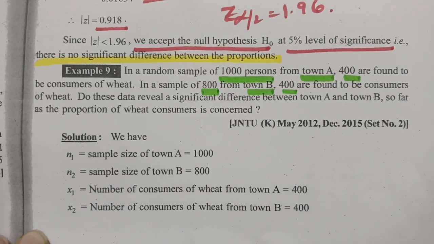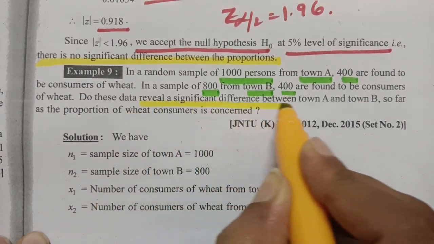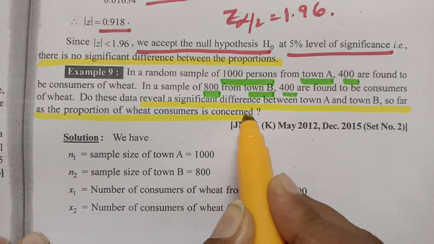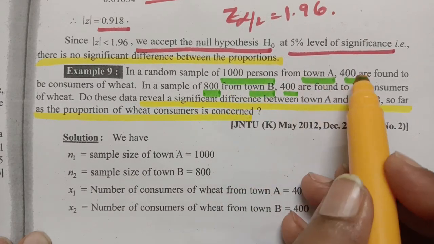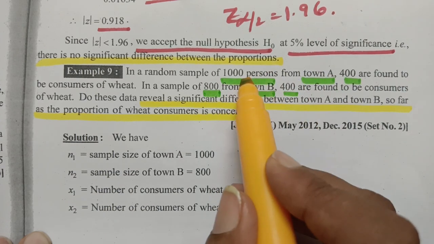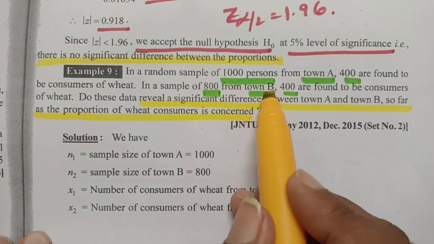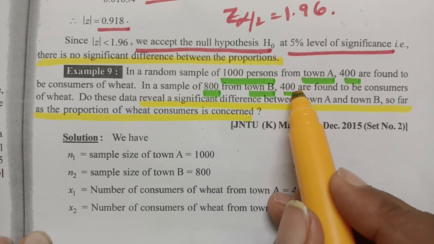Next one, so what is it? It is asked, do these data reveal a significant difference between town A and town B so far as the proportion of wheat consumers is concerned? So here, this is the data given. These are all the numerals from town A, that is among the 1000 persons, 400 consume wheat, and from town B, among 800, 400 consume wheat.